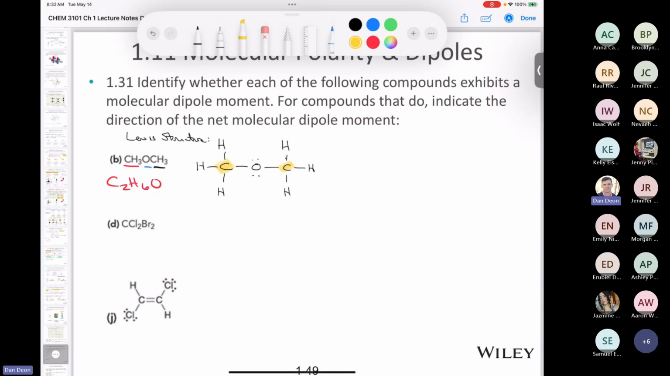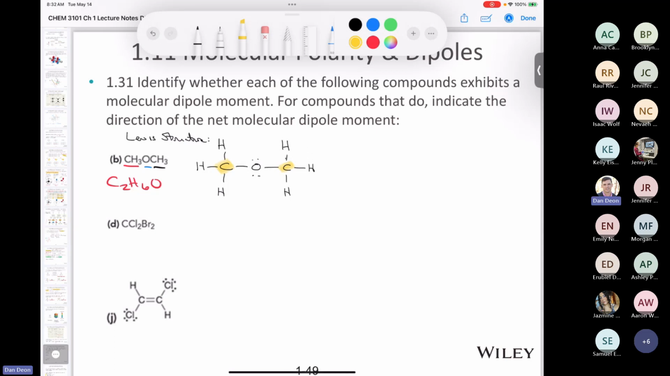What's the molecular geometry of each of these carbons? They're both tetrahedral, aren't they? Exactly. They both have 4 single bonds. So they're both tetrahedral. Now, the bond between carbon and hydrogen is a nonpolar bond. So I don't even have to worry about those, okay? Those are nonpolar. What about the bond between carbon and oxygen?